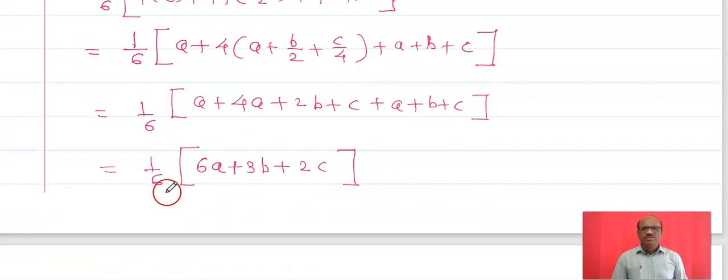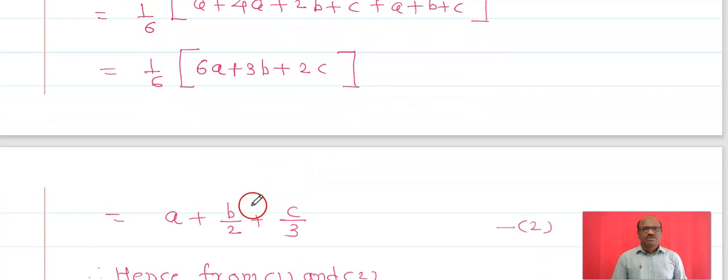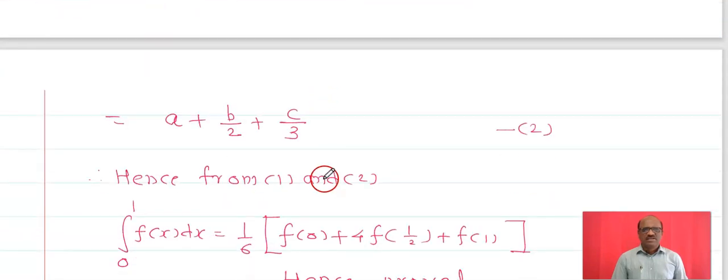Evaluate this: 1 by 6 in bracket a plus 4a plus 4 into b upon 2, then you will get 2b. 4 into c by 4, this 4 gets cancelled, you will get c. Plus a plus b plus c. Therefore you will get 1 by 6 in bracket: a plus 4a is 5a, plus a is 6a; 2b plus b is 3b; and here 2c. If we multiply it with 1 by 6, then you will get 6a upon 6, that is a; 3b upon 6, that is b upon 2; plus 2c upon 6, that is c upon 3. This is the second one.